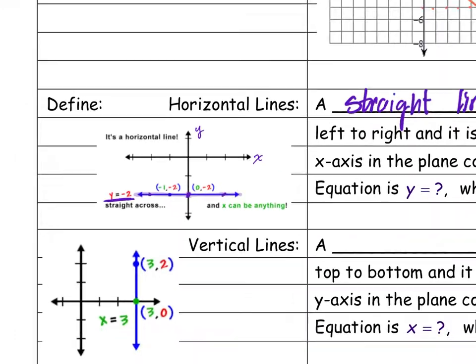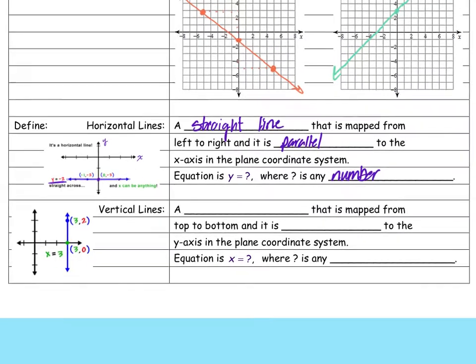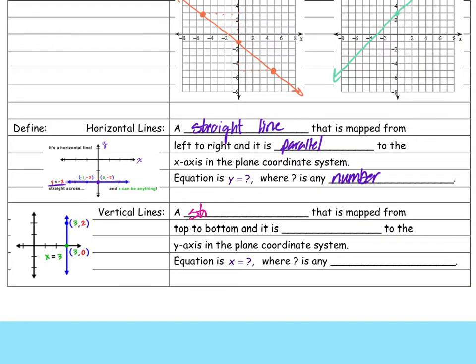So now we're going to go to the vertical line definition. Sorry. Here we go. And again, a vertical line is a straight line that is mapped from top to bottom, and it is parallel to the y-axis. So a horizontal line is parallel to the x-axis. A vertical line is parallel to the y-axis in the coordinate plane system, where the equation is x equals some number. Okay, where whatever that number is is where it goes through the x-axis.